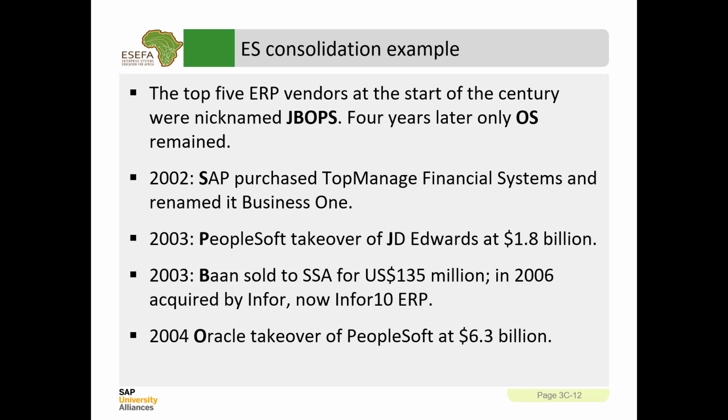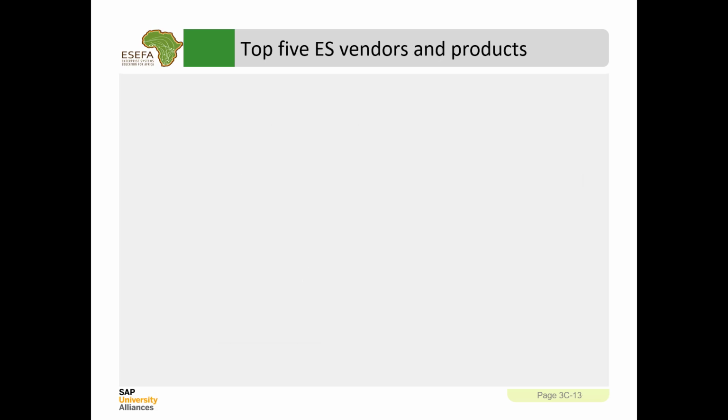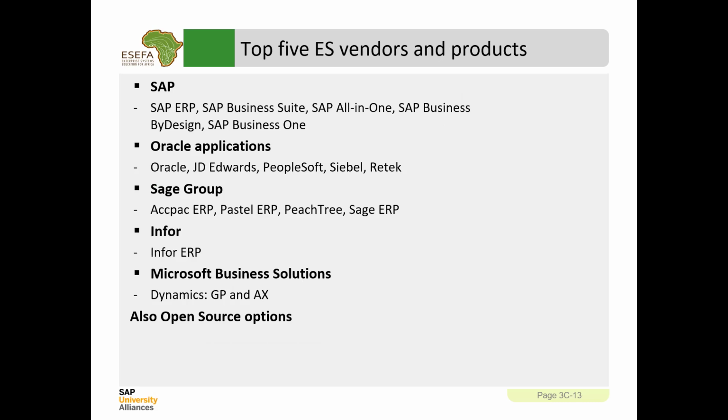So these are the big players in the ES market. So today we have ES vendors and their product. We have SAP, we have Oracle, we have Sage Group, we have Infor. Yes, we have the Microsoft Business Solution, and also there are open source options. These are the biggest players that we have currently, or as at when this lecture note was developed.